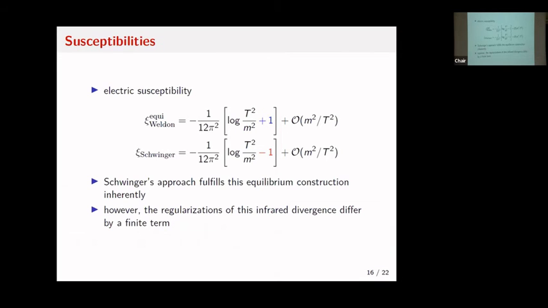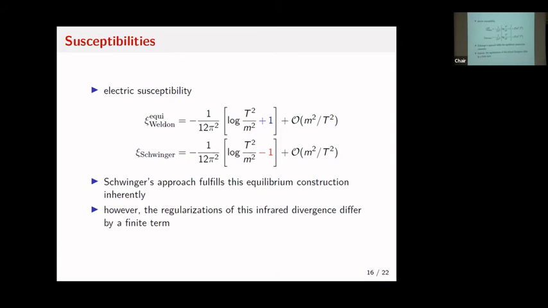So we can define an equilibrated version of Weldon, which now almost agrees with Schwinger, except for this plus minus 1. And as I said, at this point, unfortunately, the story ends, at least from my perspective. I can't offer you a good understanding of where this plus minus 1 comes from.